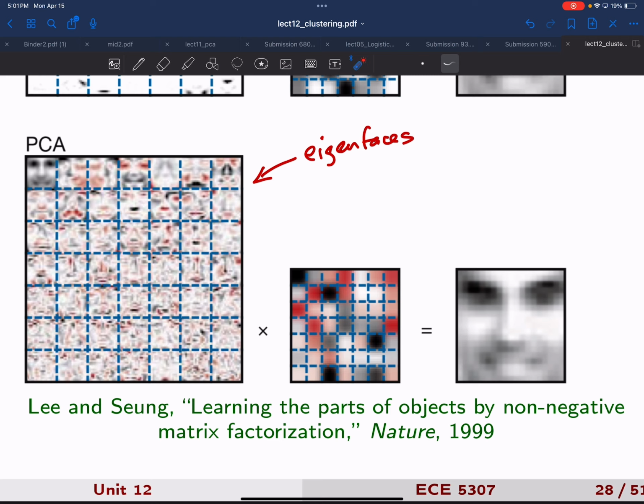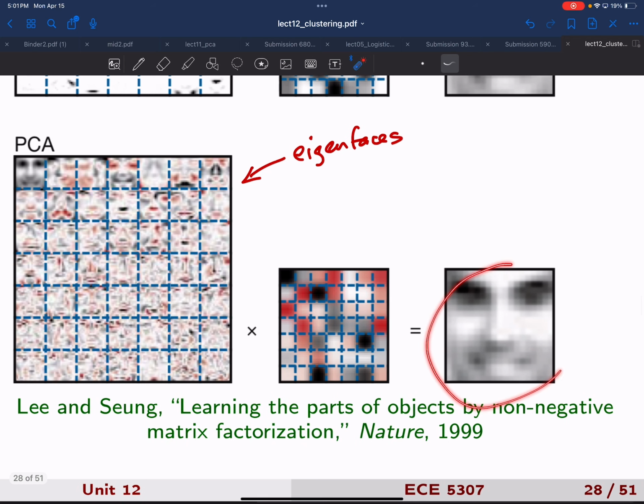So in PCA, we know the main thing is that these are all mutually orthogonal to each other. And we know that if you want to construct this face, you take the mean plus this coefficient times that vector plus this coefficient times that vector and so on, add them all up, and you get this.